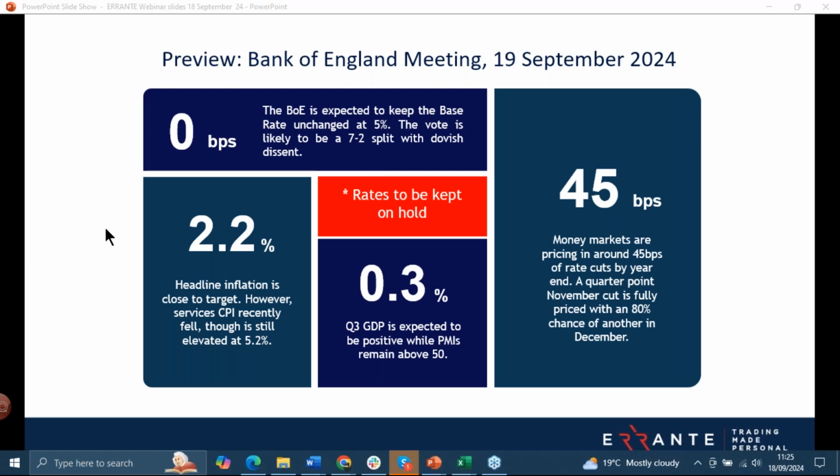We don't get any press conference. We don't get any updated MPR, the monetary policy report. So it will just be the statement released at midday UK time. So it could be a quieter affair.